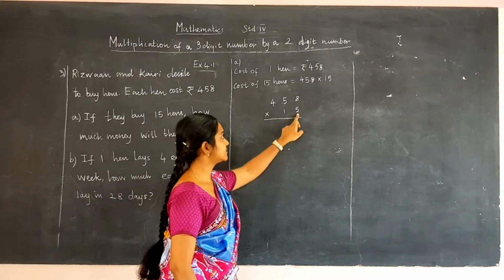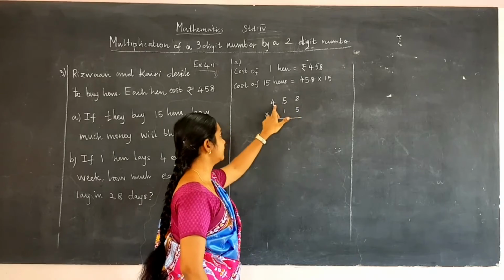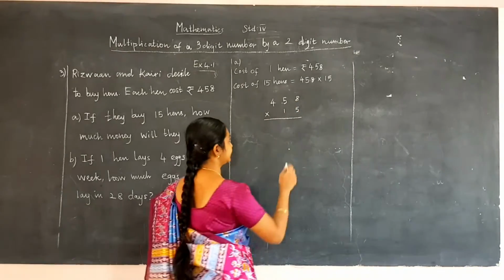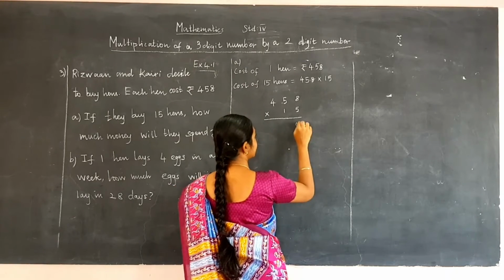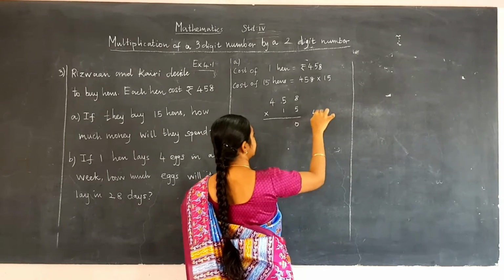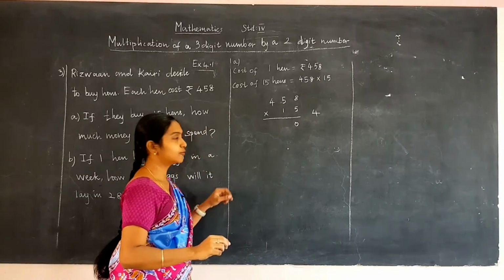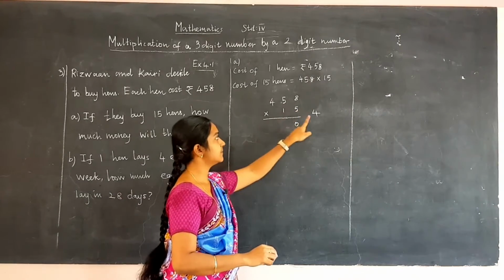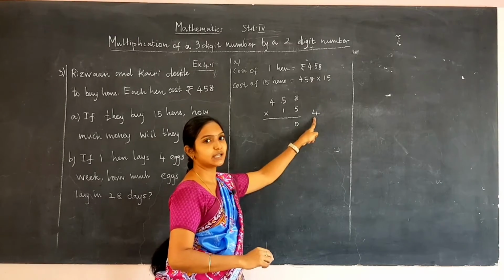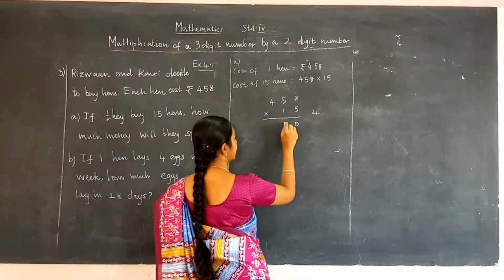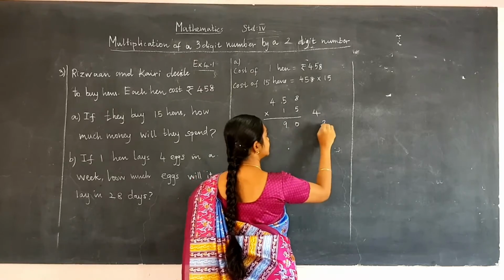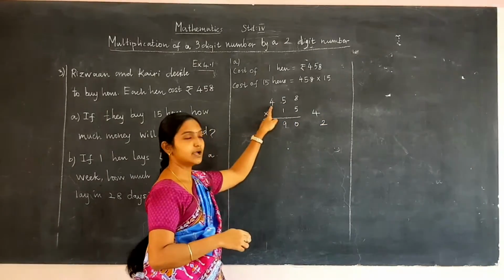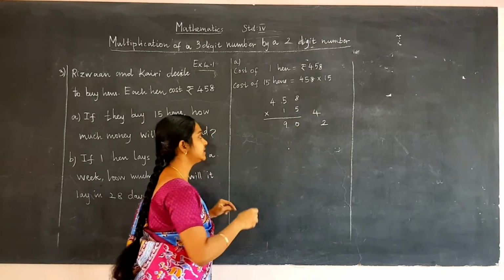With 5 we have to multiply 8, 5 and 4. 5 into 8 is 40. So write 0 here and remaining we have 4. 5 into 5 is 25. 25 plus 4 is 29. So we have to write 9 here and we have 2 as remaining. 5 4s are 20. 20 plus 2 is 22.